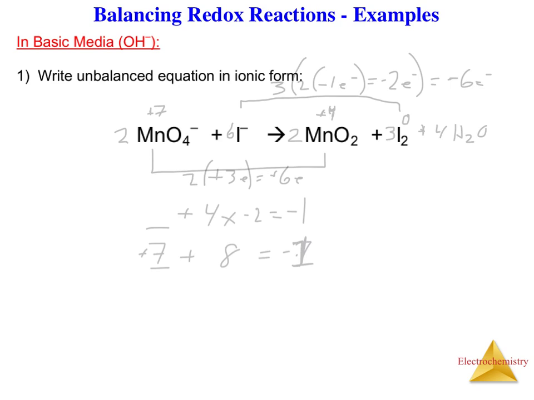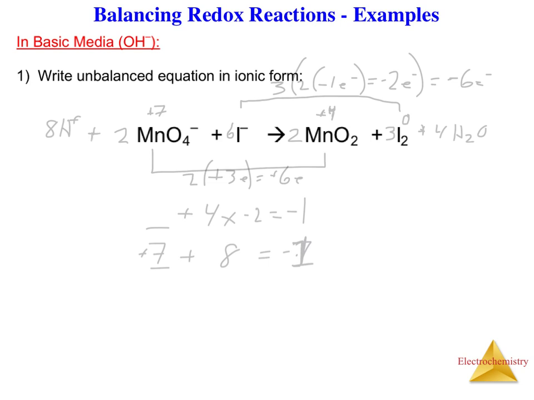I'm still not balanced because now I've added hydrogens, and so now I've got 8 hydrogens over there. I've got to get 8 hydrogens on this side. How will I balance those? Just like last time, I will add 8 H+ pluses. And now I'm balanced, and honestly, the equation is correctly balanced in an acidic solution.